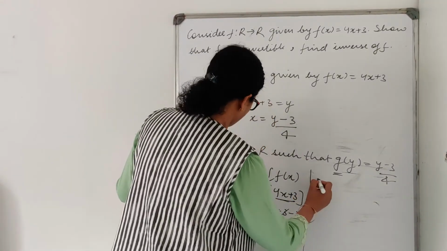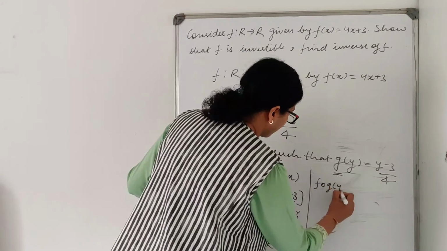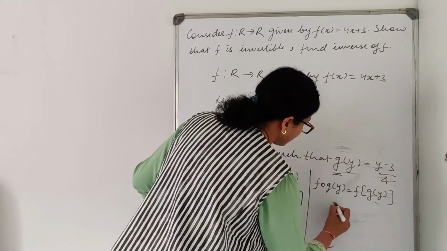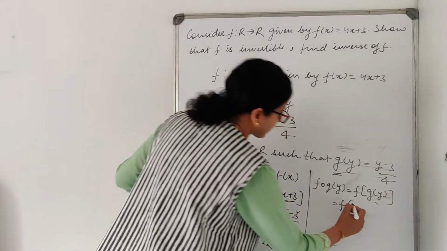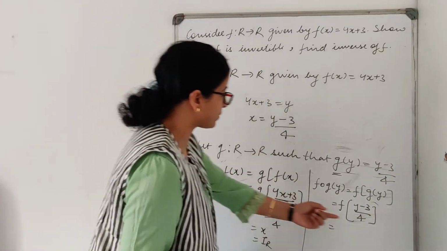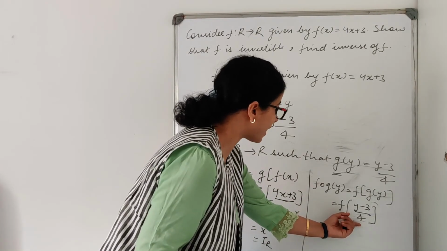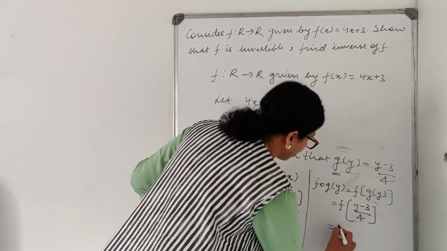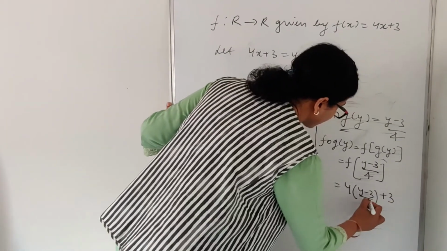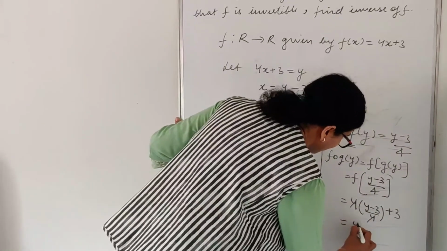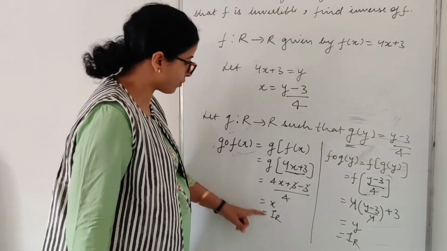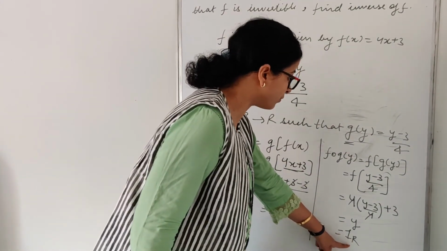Similarly, I will find fog of y, right? So f of g(y) means f of, what is my g(y)? (y − 3)/4, okay? So now I will substitute this value in the f function. Okay, so 4 times (y − 3)/4 plus 3. So cancel, cancel. You are getting here y, which is nothing again identity of R. So here I have got identity of f. Here I am getting the identity of g.